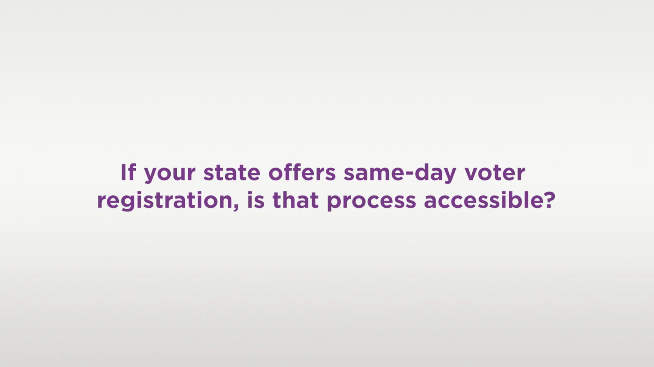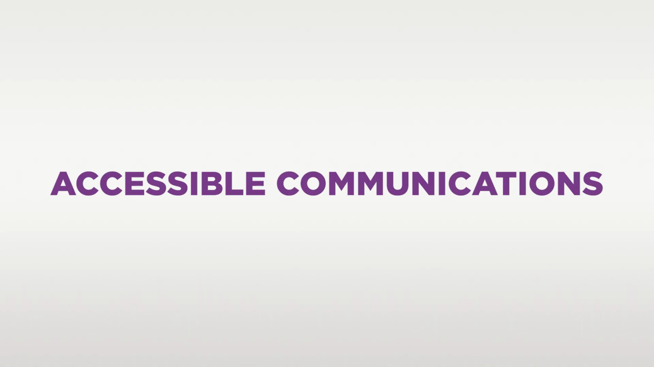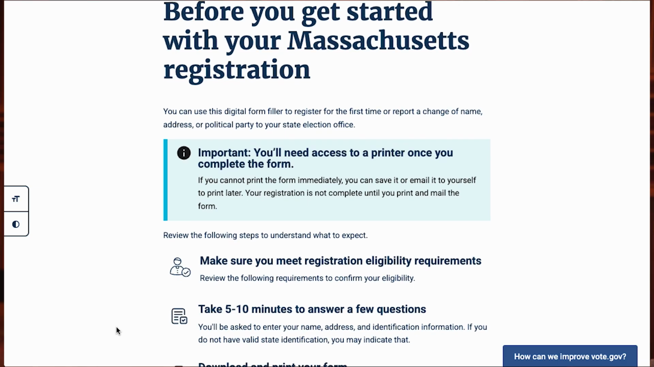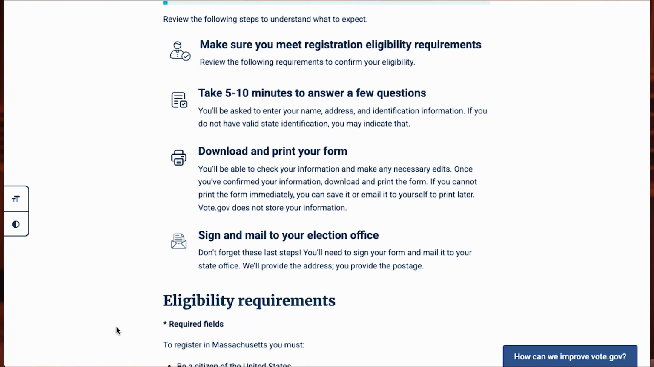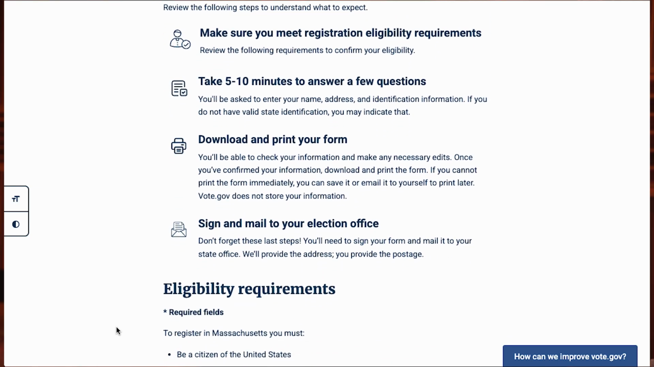If your state offers same-day voter registration, is that process accessible? Accessible communications. It helps all voters if instructions for registering to vote are in plain language. This means they are communicated in the simplest, most direct, and effective way, avoiding jargon. Here is a checklist for accessible voter communications.